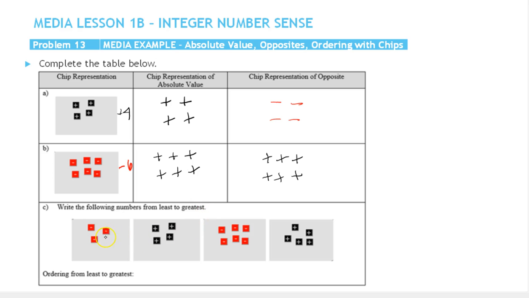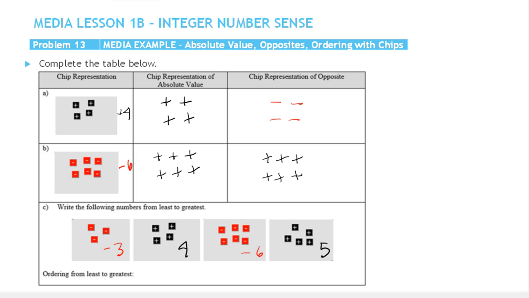So notice here we have 3 chips, 4 chips, 6 chips, 1, 2, 3, 4, 5 chips, but we can't just look at the number of chips because when we're ordering from least to greatest, we also want to consider the sign of the chips. So first I'm going to write this is 4, positive 4, this is 5, this is negative 3, and this is negative 6.